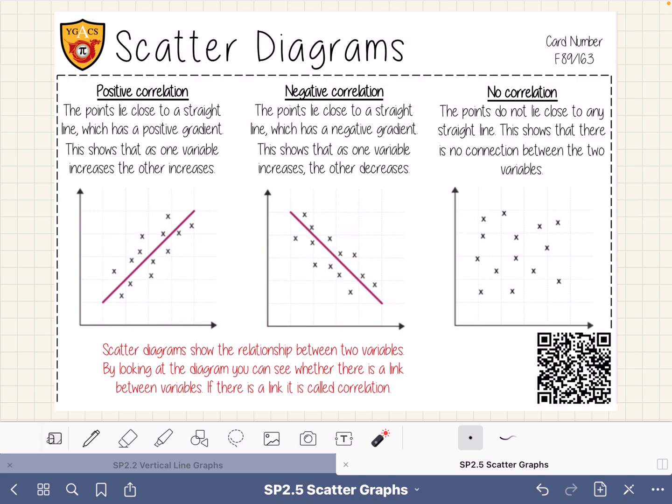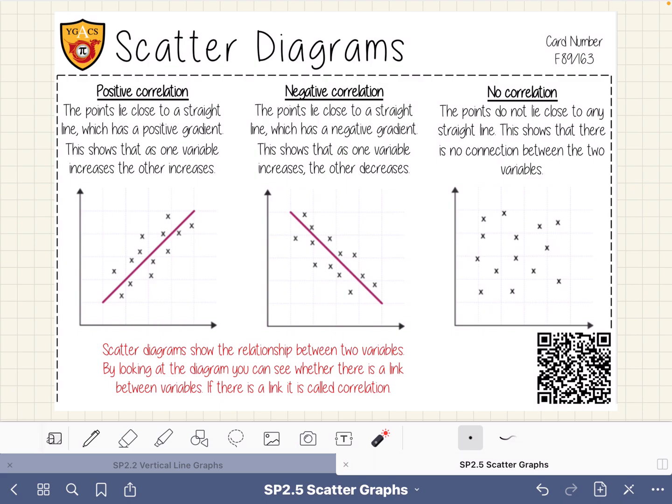Sometimes we plot our points and we can see there does not appear to be any sort of relationship. We would find it very difficult to place our ruler and identify any sort of trend. That means there is no correlation.